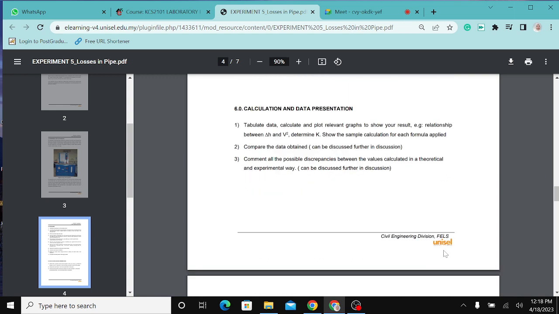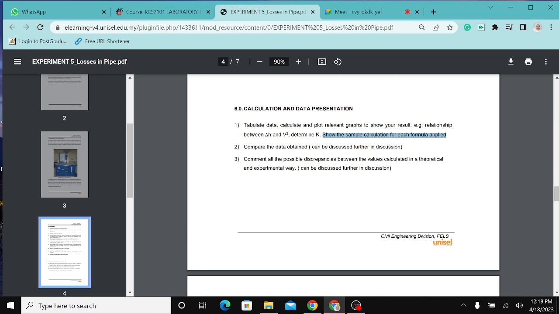Okay, so similar to previous experiments that I have mentioned, all the important raw data and items should be recorded, and show your results regarding the relationship between variables. For example, the relationship between the change of H and the V squared, and the K value. So in this data, you have to show calculations. How do you get the K, using which equation and so on.